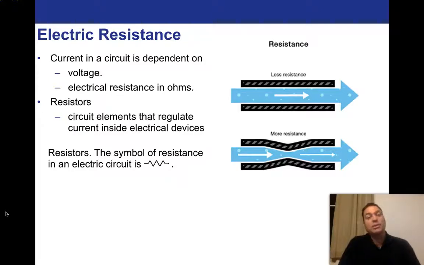Electrical resistance. Current in a circuit is dependent upon voltage and the electrical resistance in ohms, right? So this makes a lot of sense. Here we have a current of water, but what if we put a crimp in it? That crimp is actually going to set an upper limit on what our current can be through this pipe. And so resistors in electrical circuits are circuit elements that regulate current inside electrical devices. So resistors are important, right? If you don't have these little crimps, things can get a little crazy inside of your radio or your microwave.